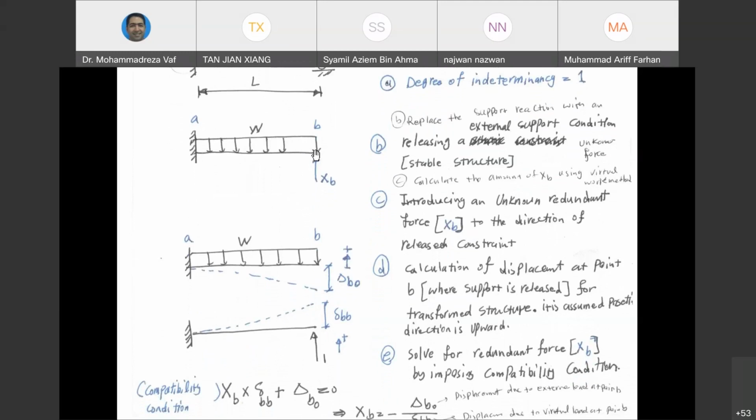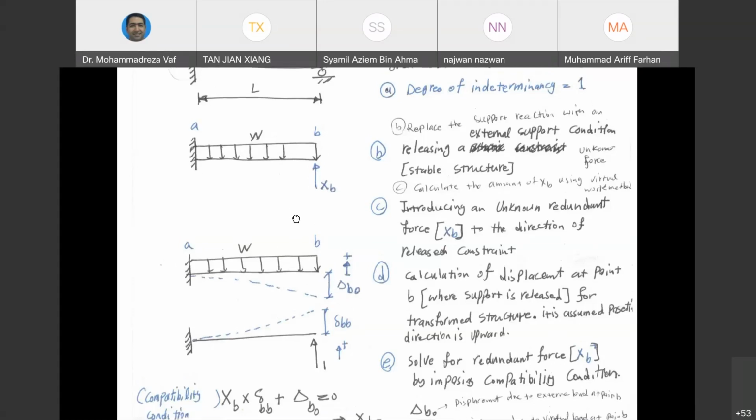Okay, in order to get XB, we are going to have a trick here. What is our trick? Our trick is that we are going to remove XB. If I remove XB, my structure turns to be a cantilever structure, which is a determinate structure. So this determinate structure can be easily analyzed because it has only 3 support reactions. I can get the bending moment, shear force, and I can calculate its deflection using the virtual work method. But the problem is that if I remove XB, the beam is going to have a deflection. Let's call this deflection delta BO.